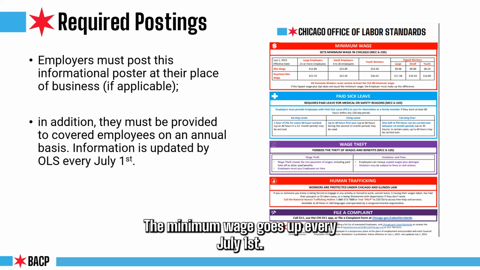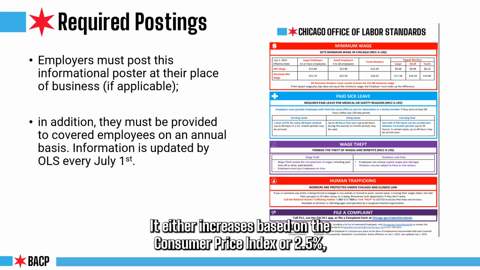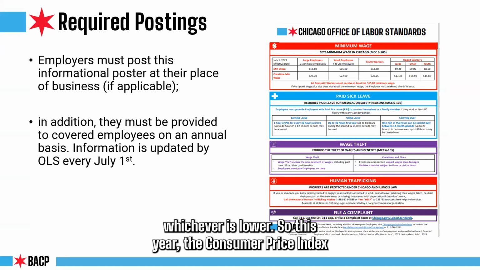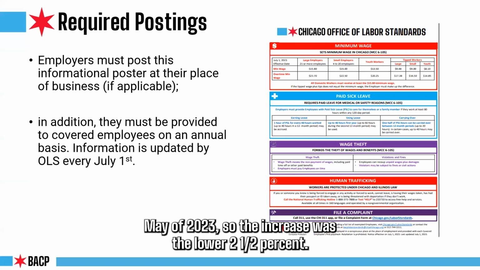The minimum wage goes up every July 1st. It either increases based on the consumer price index or 2.5%, whichever is lower. So this year, the consumer price index for all urban consumers increased 4% from May of 2022 to May of 2023. So the increase was the lower 2.5%.